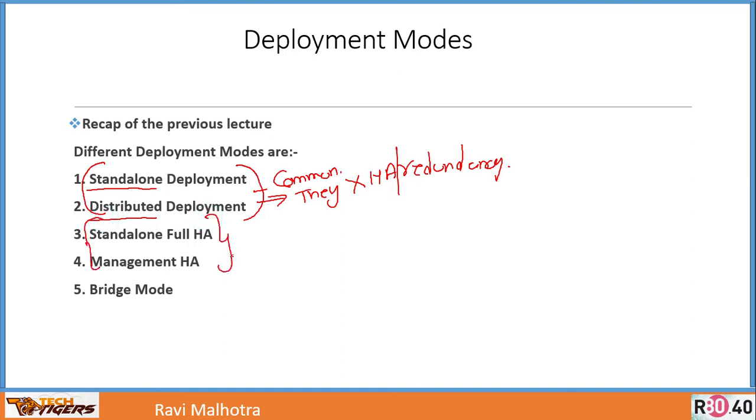But either of these two have different meanings, right? And I'm going to cover each and every mode in my next slides. Fifth is the bridge mode. You have seen that almost every layer 3 firewall gives an option of a bridge mode where it can be configured simply as a layer 2 device. It does not entertain layer 3 routing and all that. So let's move, guys.